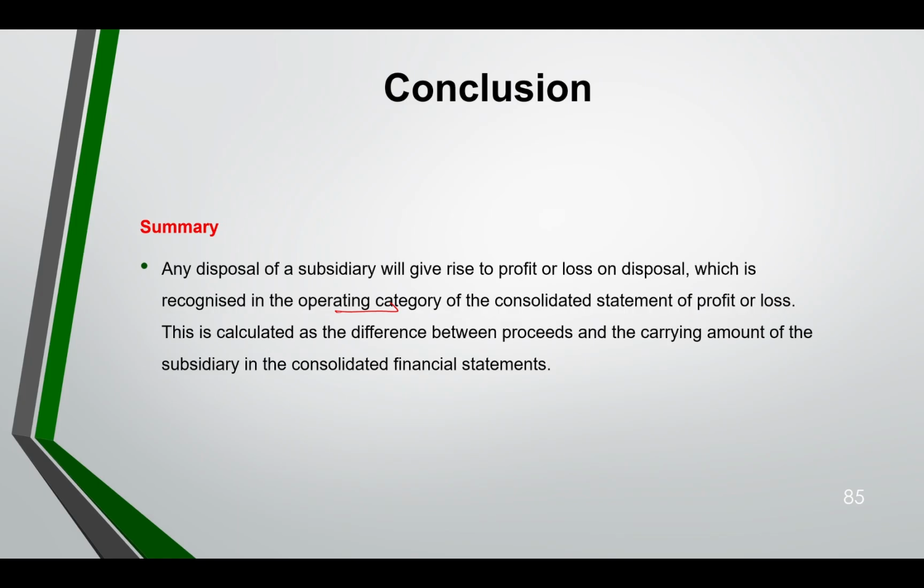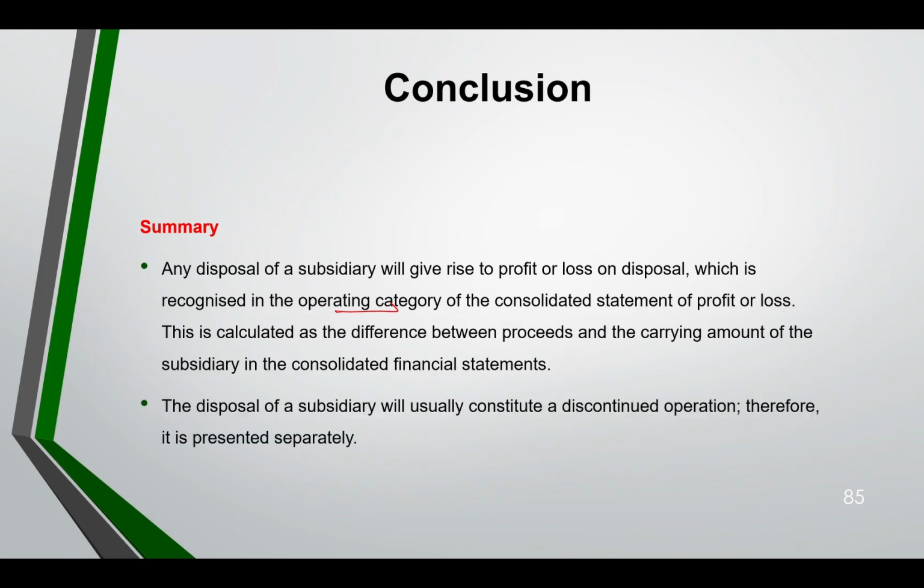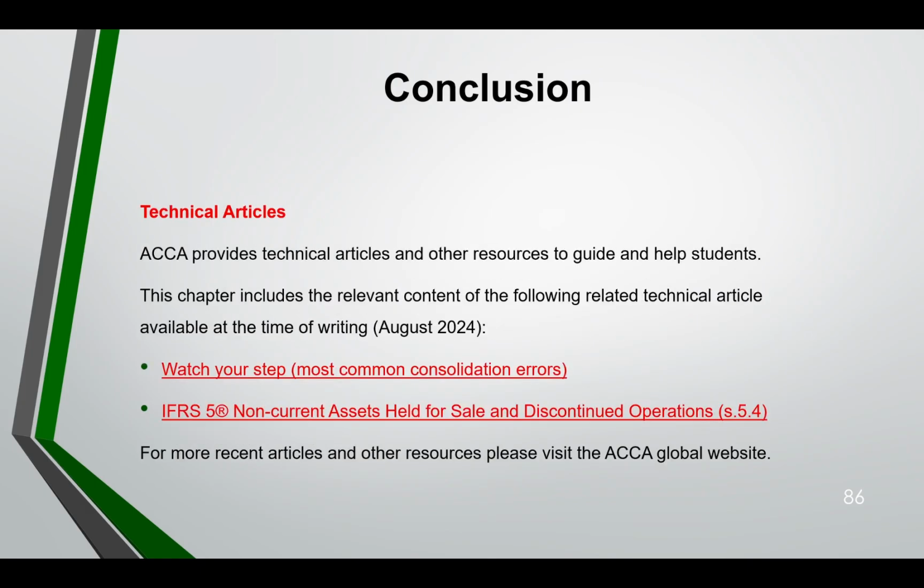How do you calculate? The difference between your proceeds and the carrying amount of the subsidiary in the consolidated financial statements. What is there in that carrying amount? NCI, goodwill, net assets. We have seen that. Then, when you dispose of a subsidiary, you can show it as a discontinued operation and present it separately from your continuing operation. We have done two questions, right?